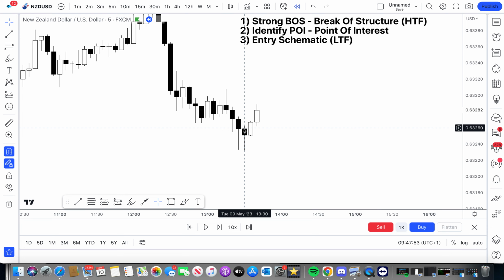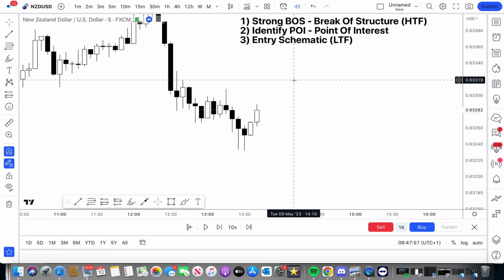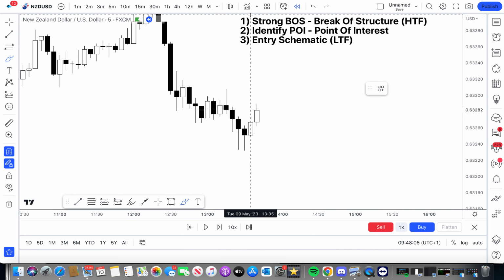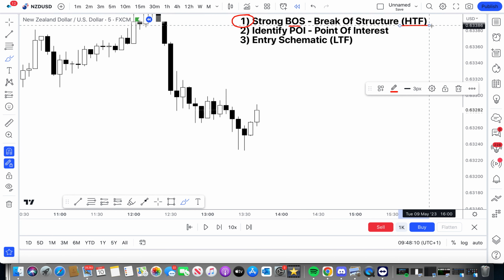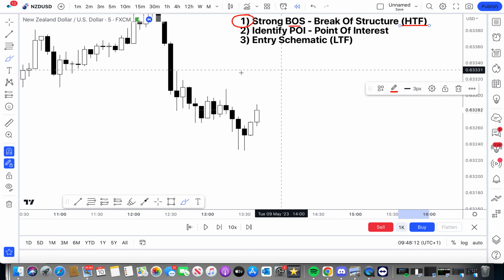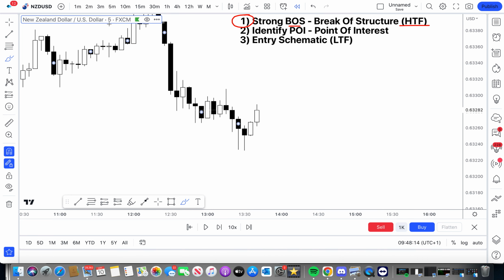In this video, I want to show you guys exactly how I made over 6% trading NZD USD today. Okay, starting things off here, number one on our list is we need to see a strong break of structure on the higher time frame. Our higher time frame in this example is the 5-minute time frame.